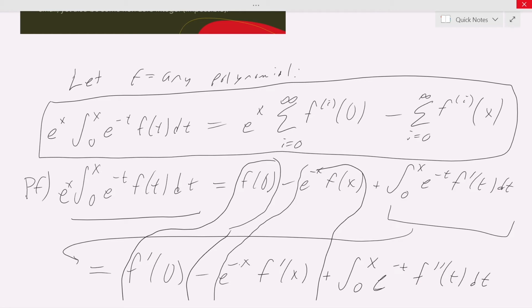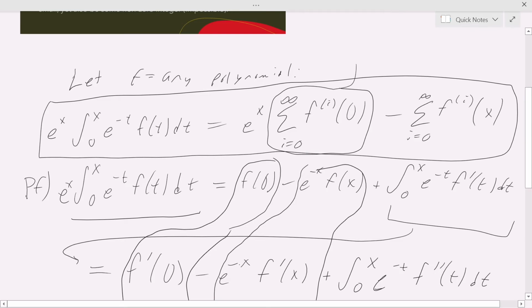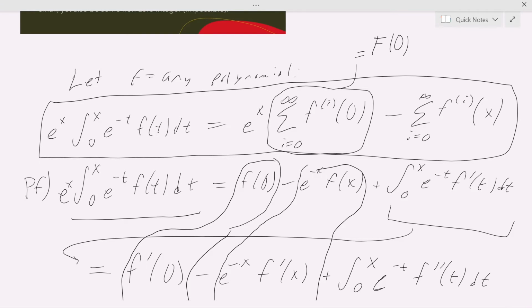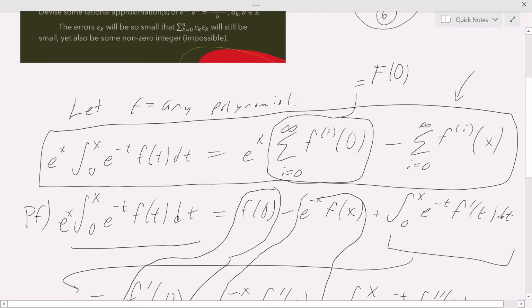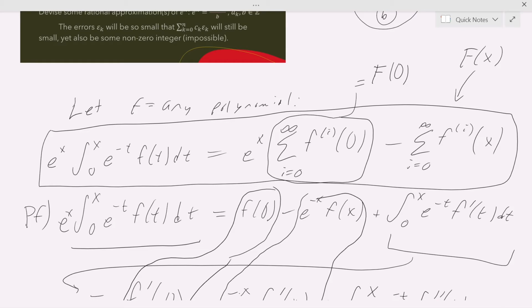And just for some notation, we're going to take this infinite sum here. We're going to call this capital F evaluated at 0. Okay, so the capital F is going to be the infinite sum of all the derivatives of little f evaluated at 0. And similarly, and more generally, capital F of x is the infinite sum of all the derivatives of little f evaluated at x.